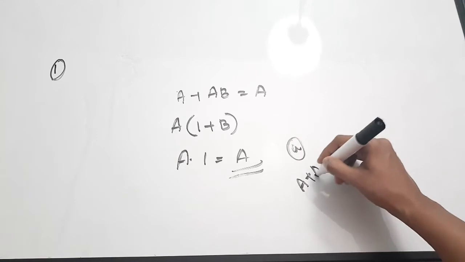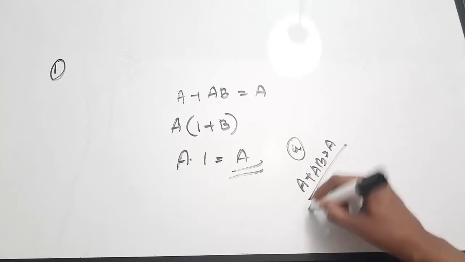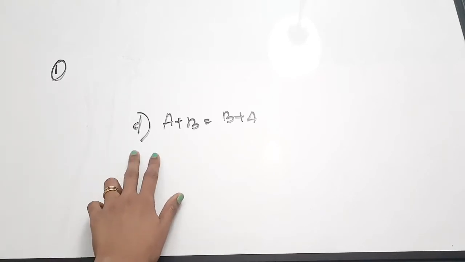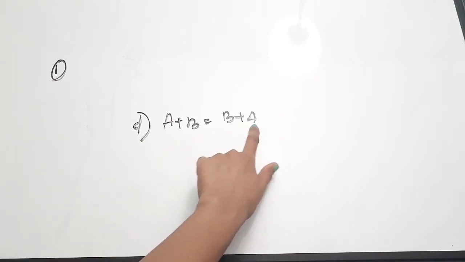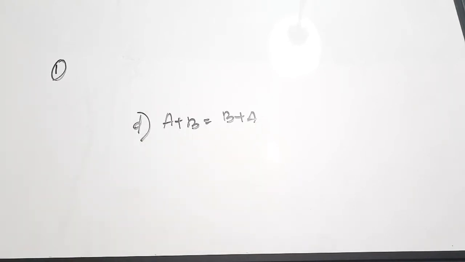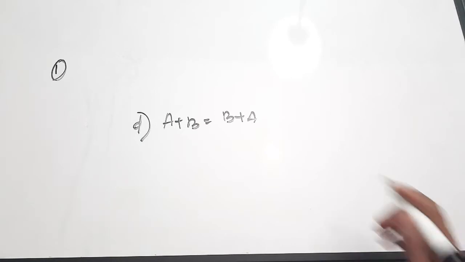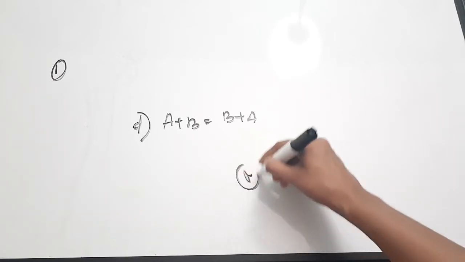A plus AB equal to A is a statement corresponding to the absorption law. Now if you see option D, A plus B is equal to B plus A. This is the commutative law. If the question asks for the expression giving the commutative law, you have to select this option. But the question here is asking for the absorption law, and hence the correct answer is A.